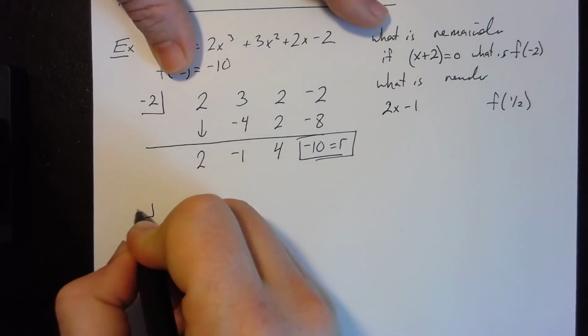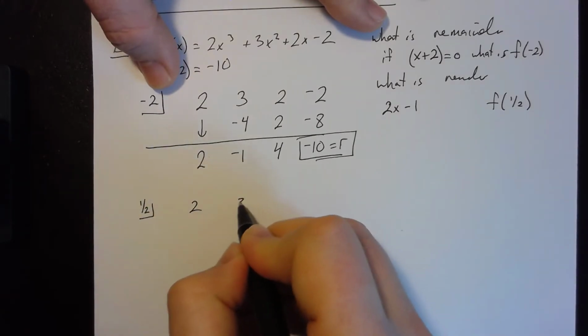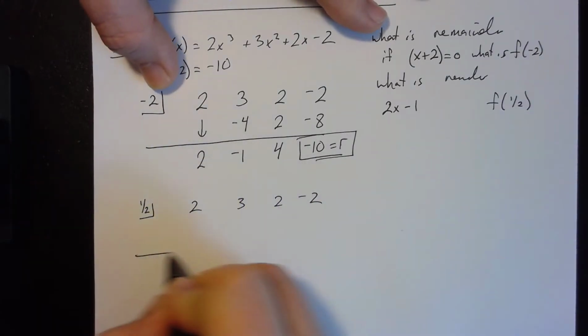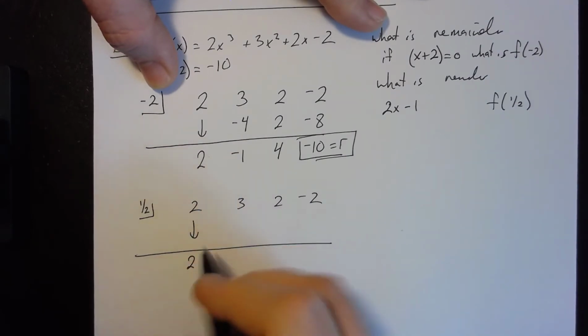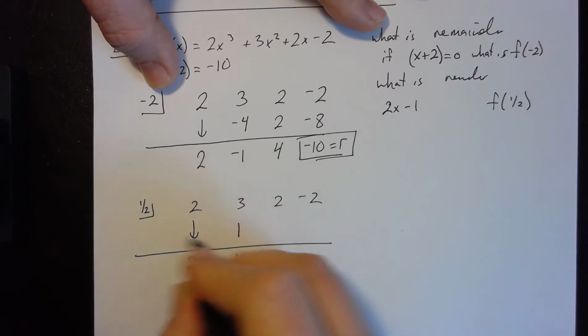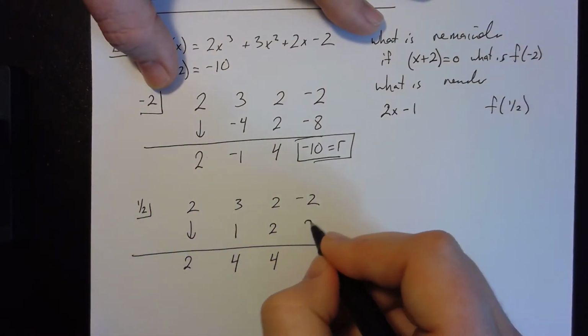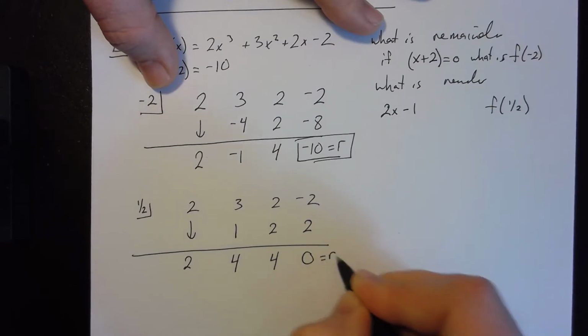Keep in mind, we're now dividing by 1/2 instead of negative 2. Secondly, we're using the exact same function, so none of these values are going to change. I'm going to carry down the 2 and multiply. 1/2 times 2 is 1. Add, 4. 1/2 times 4 is 2. Add, 4. 1/2 times 4 is 2. Add, 0. So this is my remainder.